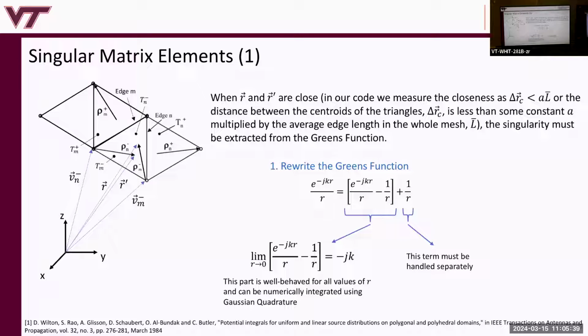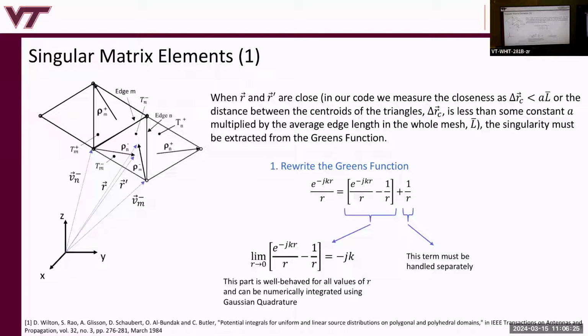So the reason why we do that is we subtract out the singularity from e to the minus jkr over r, and that becomes a well-behaved function that can be integrated. As a matter of fact, if you take the limit of e to the minus jkr over r minus 1 over r as r approaches 0, then that equals minus jk. So you avoid the singularity altogether, in that term. So we remove the singularity from the first term, and we can integrate this numerically using Gaussian quadrature, any terms involving that. Now we just have to deal with the 1 over r term, which we have to handle separately, and we're going to do that analytically. All right?